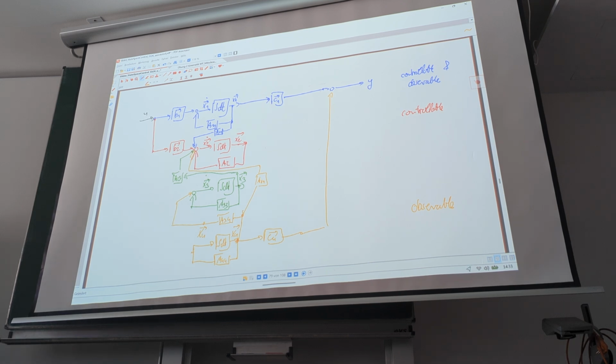Any questions, remarks here? Yes? Why is the A14 not going to the blue part of the signal flow diagram? Oh, yes, sorry, it's the 1-4, yeah. The 1-4, and I probably missed another one, right?